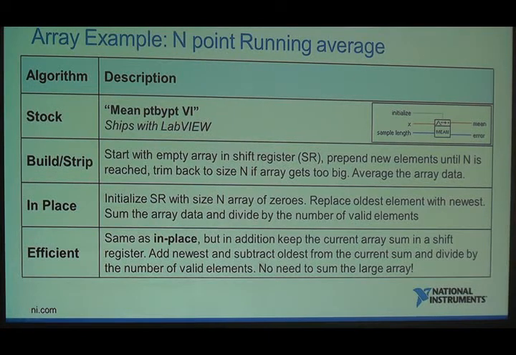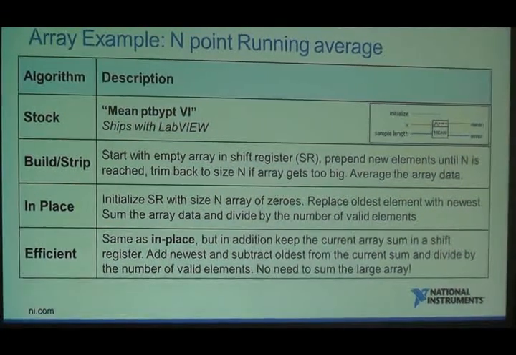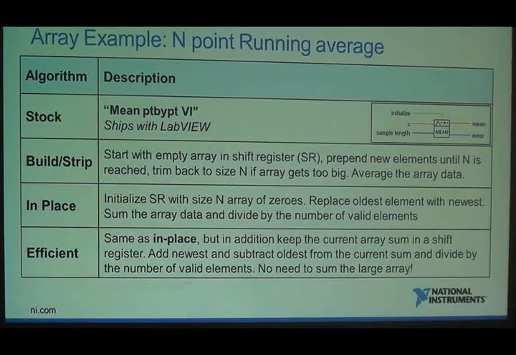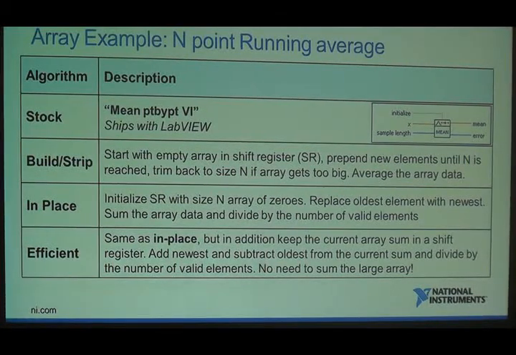So as an example, I wrote 4 different codes to do an endpoint running average. It's very simple. It's an array, right? It has to keep the last endpoints and average them. There's a stock mean point by point. There's a build strip. Start with an empty array in a shift register. Prepend new elements until the size is reached, and then trim back if it gets too big. So always add a new one at the beginning and cut the one at the end.